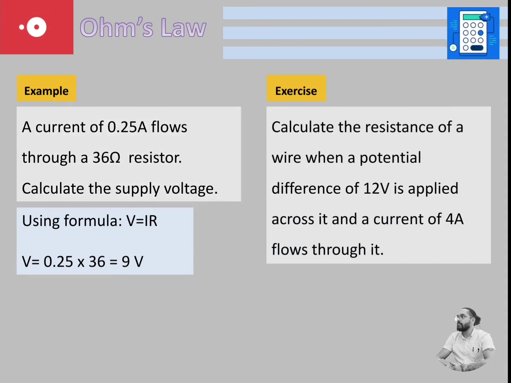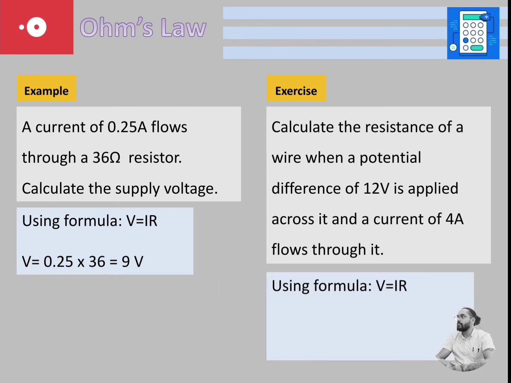The other exercise is as follows. Calculate the resistance of a wire when a potential difference of 12 volts is applied across it and a current of 4 amperes flows through it. Here we have been given two parameters. The first one is the potential difference, which we can also refer to as the EMF, and the current is 4 amperes.